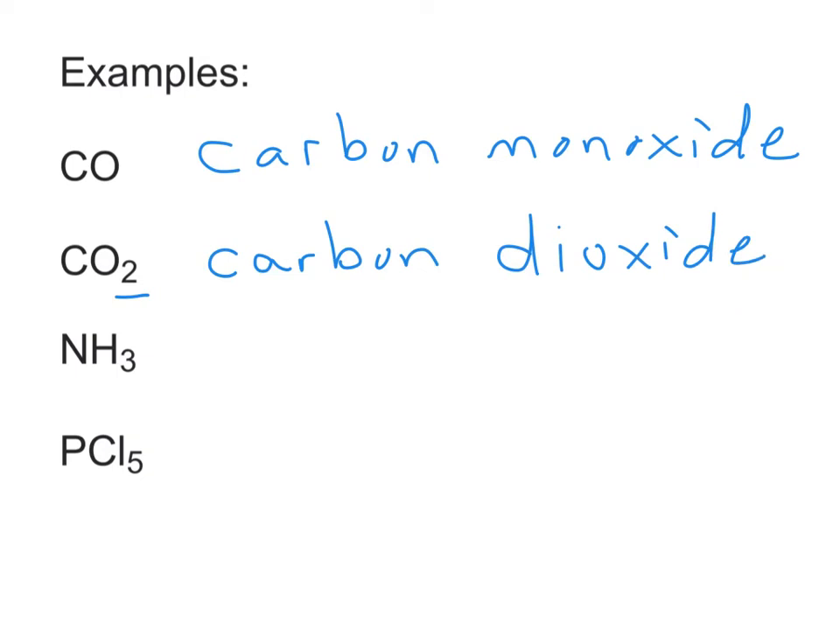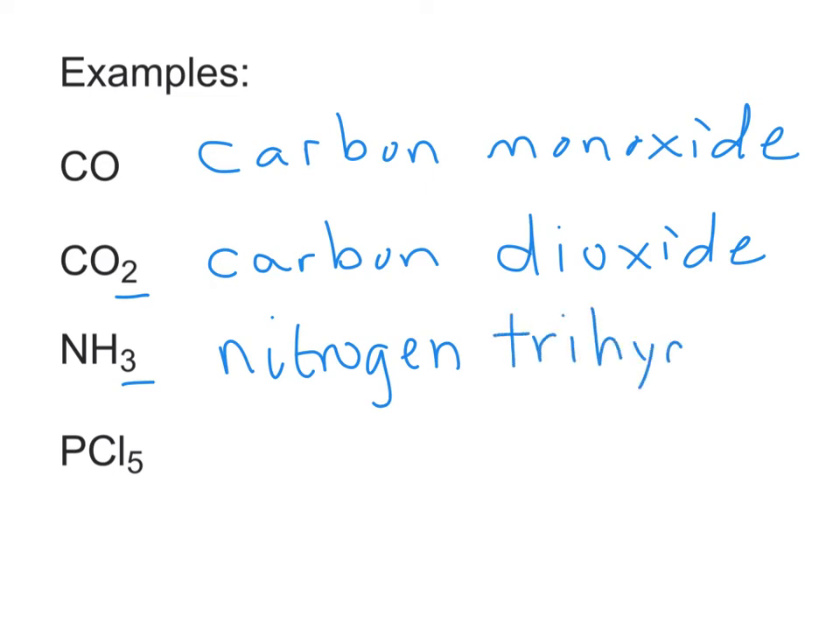For our third example, we have NH3. There's one nitrogen. We do not use the prefix mono on the first element, so the first part of the name is just nitrogen. There are 3 hydrogens. The prefix for 3 is tri, so the final part of the name is trihydride.